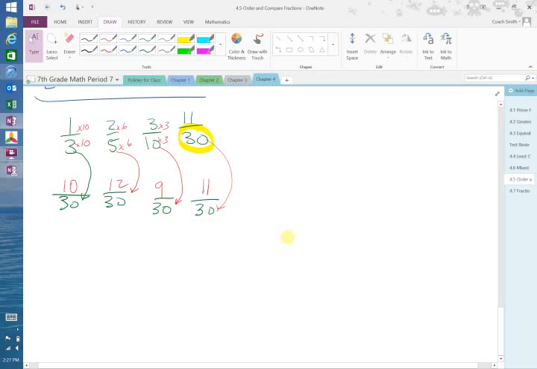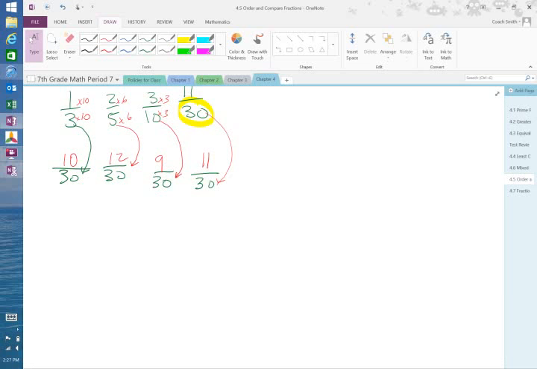Now, why is it 9? Because 3 times 3 is 9. No, what did you do to 10 to make it 30? So you multiplied the bottom by 3, so you have to multiply the top by 3. 3 times what equals 30?